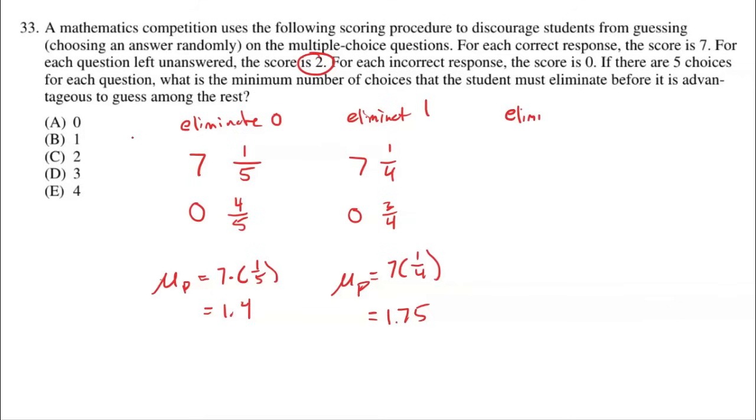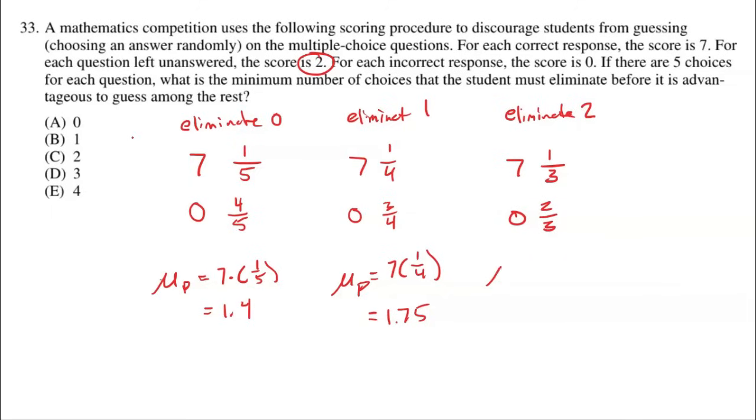What if they eliminate 2 choices? Okay, now to get 7 points, that's going to be 1 out of 3, because you've got 5 choices, but you eliminated 2 of them because you know they're wrong. So if you're just going to guess between those remaining 3, you've got a 1/3 chance of guessing it correctly, and that means you've got a 2/3 chance of getting it wrong.